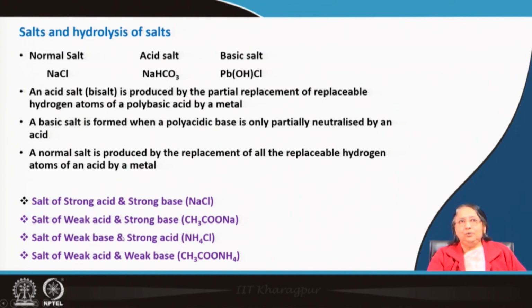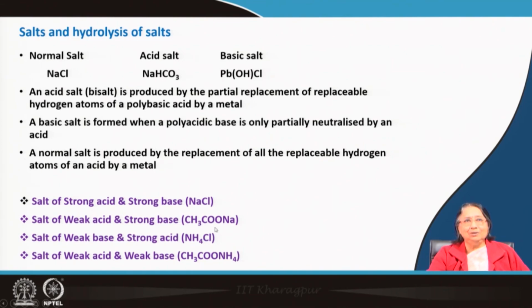Another type, for example ammonium chloride, is produced from a weak base, ammonium hydroxide, and a strong acid, HCl. And lastly, the salt produced from a weak acid and a weak base, acetic acid and ammonium hydroxide. We all know that ammonium hydroxide is a weak base because it does not dissociate fully, and acetic acid is a weak acid, it does not dissociate fully. So ammonium acetate or ammonium formate are salts produced from a weak acid and a weak base.